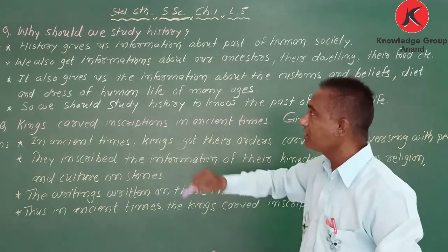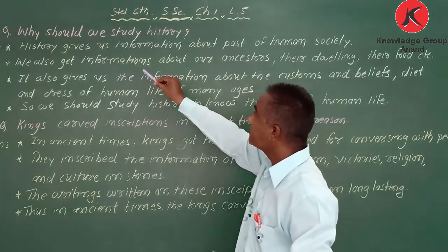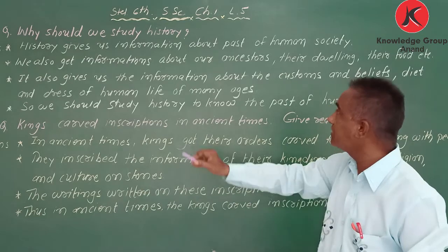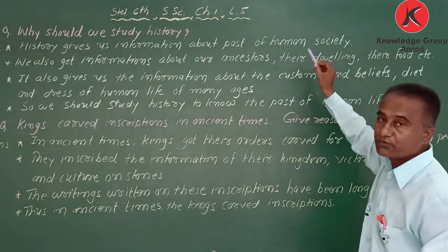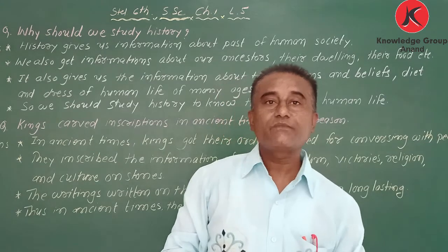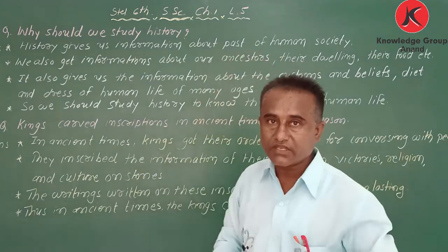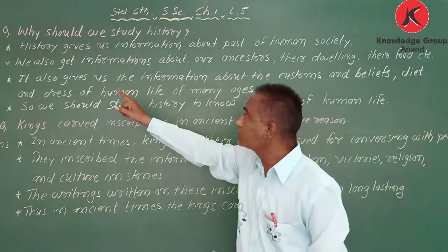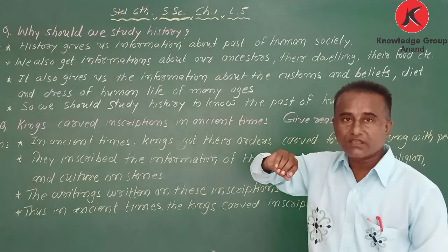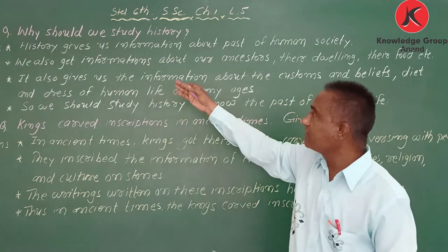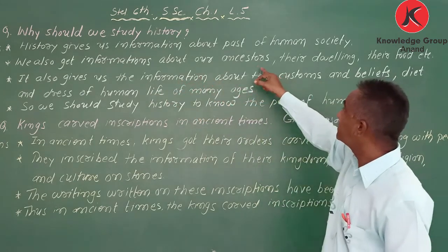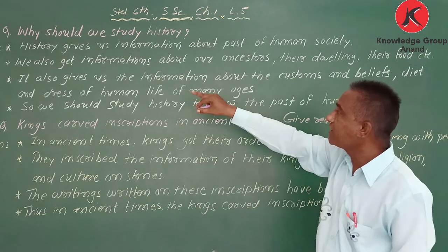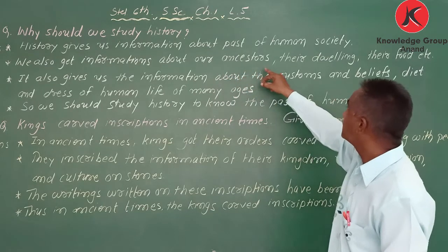Okay, answer. First point. History gives us information about the past of human society. History gives us information about our past. Past of human society means our past. It also gives information about our ancestors. Ancestor means ancestors. We also get information about our ancestors.